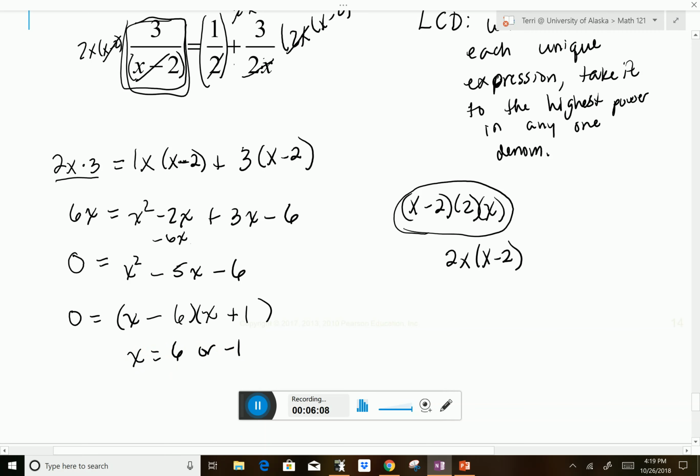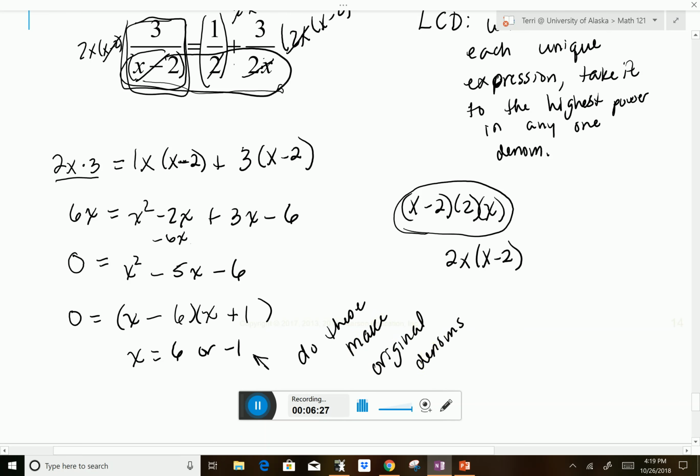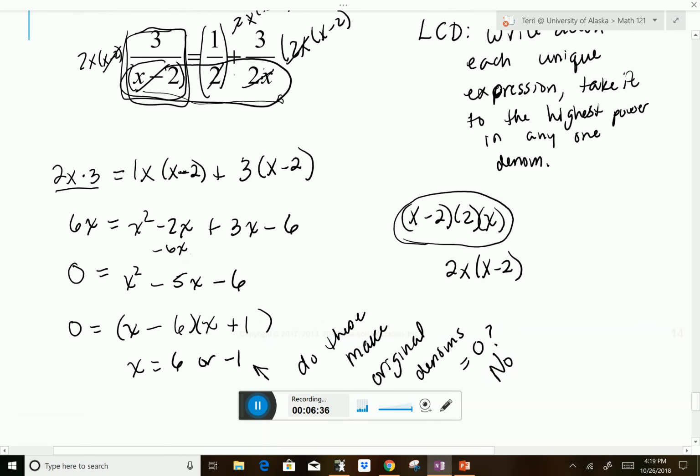Now, the first thing I do is go back and look at my original denominators. Do either one of these answers make any of these denominators equal to 0? Because if they do, they're extraneous. So the answer is no. So let's just check our answer real quick.